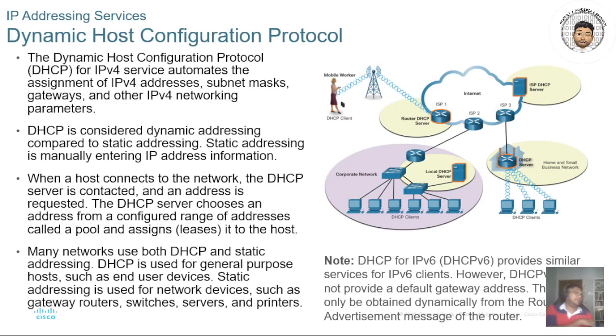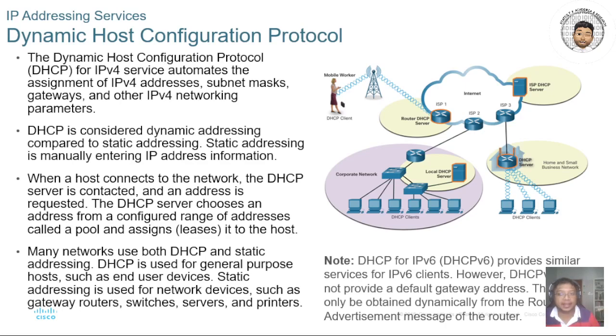Next we have DHCP. DHCP is for IPv4 services that automates the assignment of IPv4 addresses, subnet masks, gateways, and other IPv4 networking parameters.